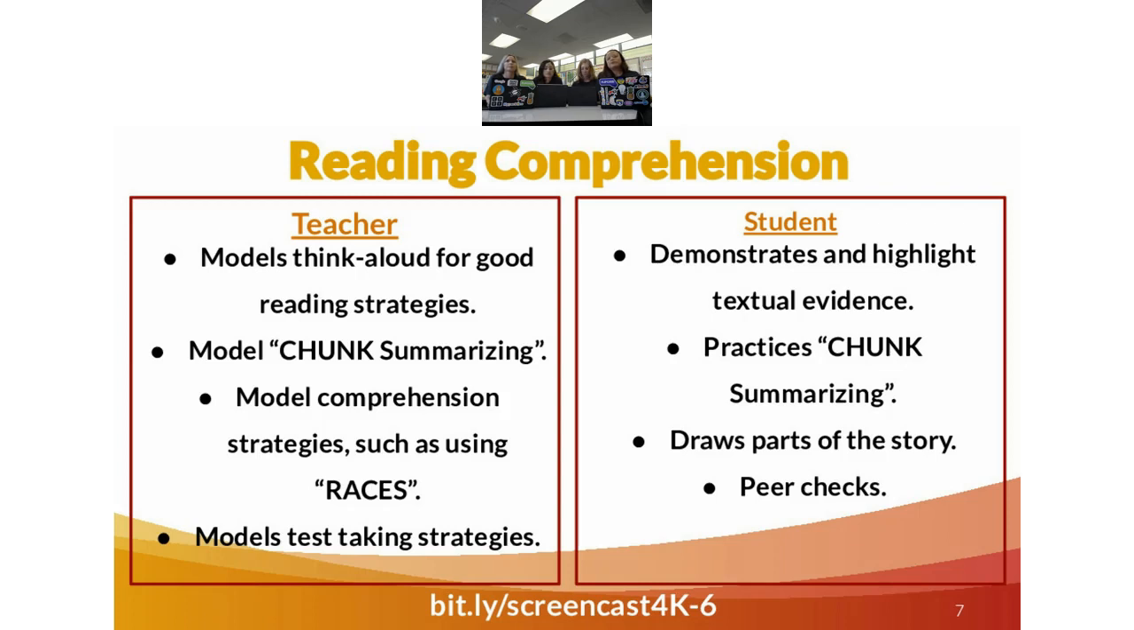Using Screencastify for students, as far as reading comprehension goes, they can demonstrate using the highlighter tool in Screencastify and show the evidence from the text that supports their answer. They can show how they would chunk summarize a reading passage, and they can even draw out parts of the story, so they can show their understanding of a story by using the drawing tools in Screencastify. And then, of course, they can peer check each other and offer constructive criticism based on the videos that their peers have recorded.